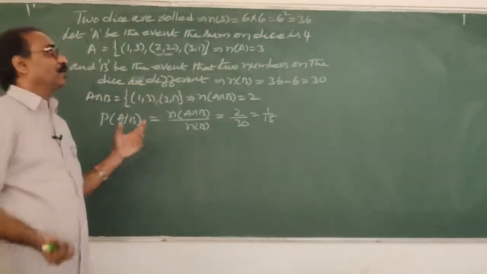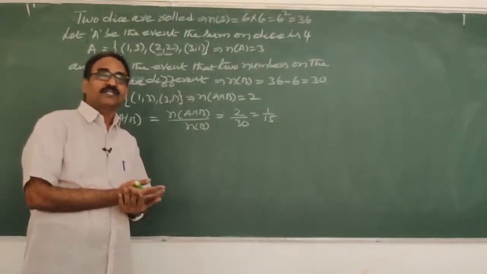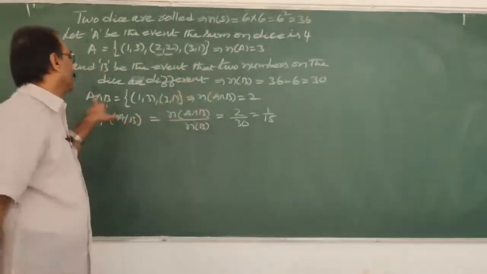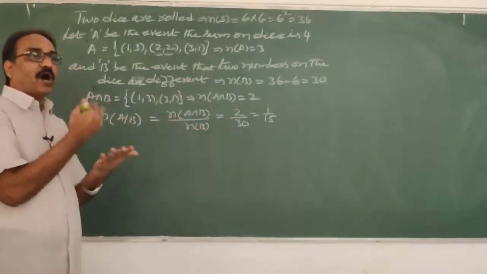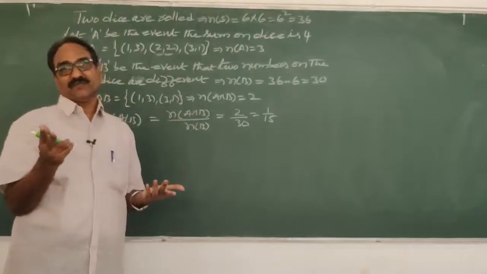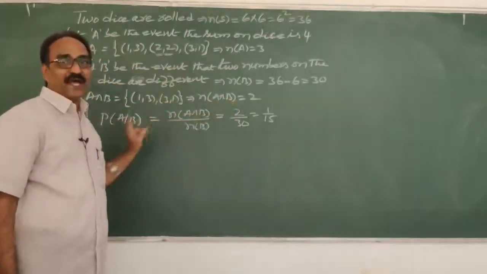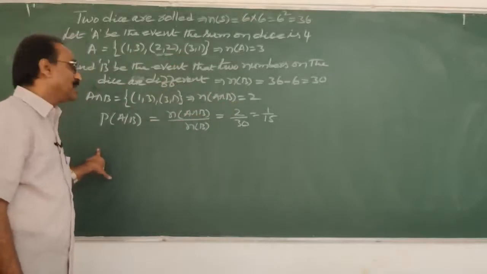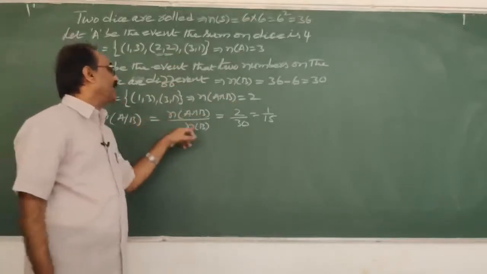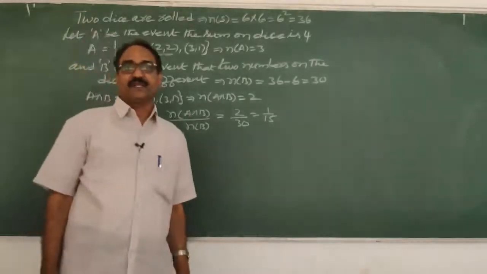Different numbers will be there. Total 36 is there. Same numbers on the two dice are 6. So 36 minus 6, 30 will be there. So N of A intersection B means common. Common means the sum 4 must be there, and again the numbers must be different. So 1,3 and 3,1 is like that. So N of A intersection B is 2. And from the given problem, P of A given B is N of A intersection B by N of B, that is equal to 2 by 30, that is equal to 1 by 15.